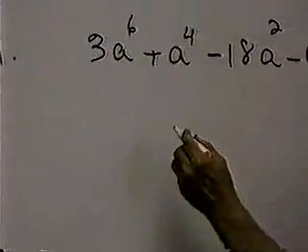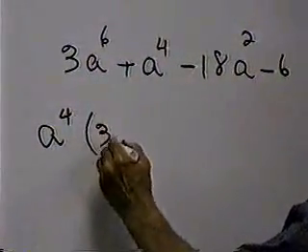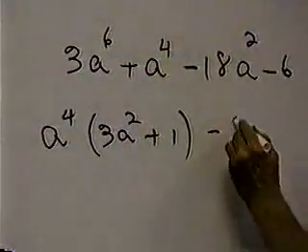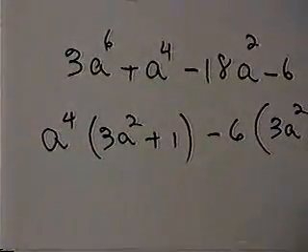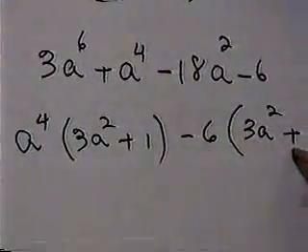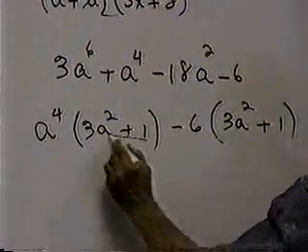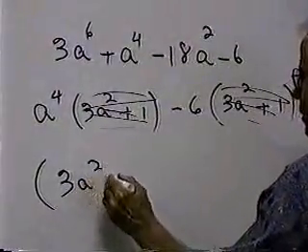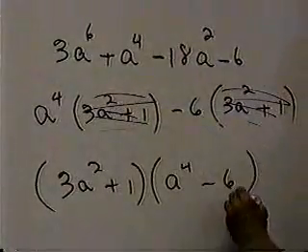Okay, we have 4 terms. So what we do is look for a common factor, and that would be 3a squared plus 1. And a common factor, which would be a minus 6, and that would be 3a squared plus 1. Factor out a minus. Check it out. Minus times a minus, a plus is a minus. Minus, so it checks. Now we have a common factor. This is the same, so we'll factor it out. Leaves us a to the 4th minus 6.